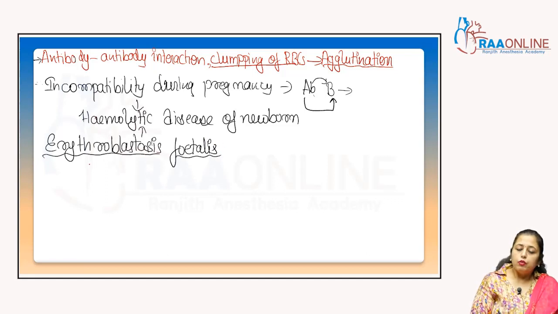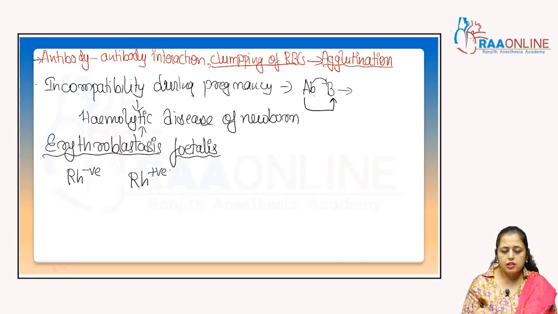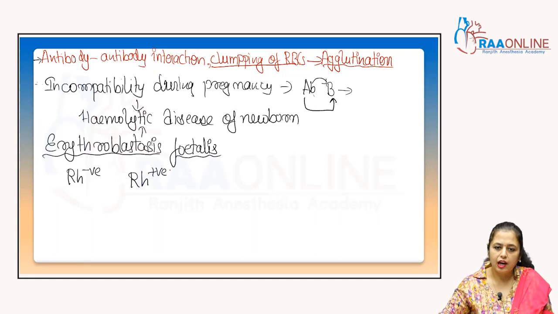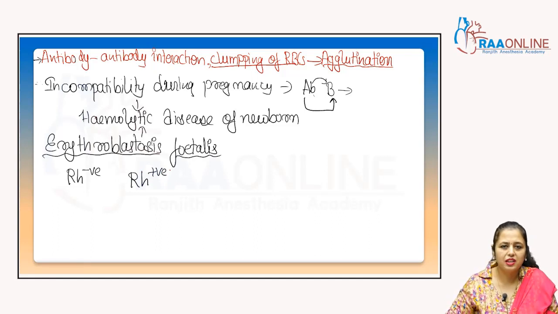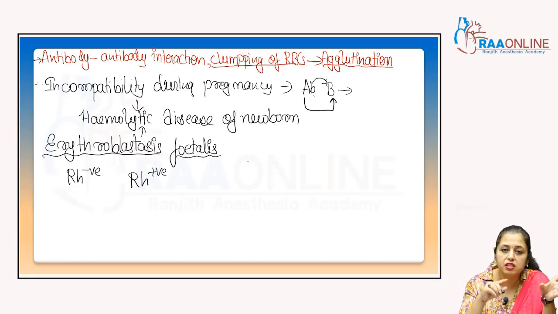Clear? What will happen in that case? If the mother is Rh negative and the fetus is Rh positive, listen carefully. Rh positive shows the dominating nature, but it doesn't mean that it is always Rh positive, right? Because its gene is present on chromosome number 1, that is an autosome, so it comes from anywhere, from mother or father. We cannot say that only the father is responsible for that, or only the mother is responsible for that.